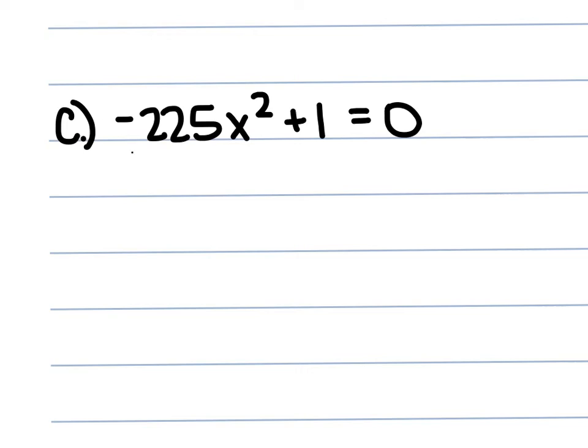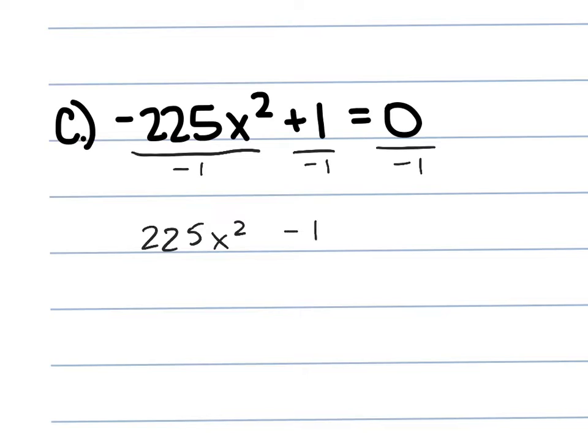How about this? What if I divided everything by negative 1, just to see what happens? This would become 225x squared minus 1 is equal to 0. Now we have the difference of two squares. Remember, you're allowed to do that as long as you do it to everything. Whatever you do to one thing, you have to do to everything.